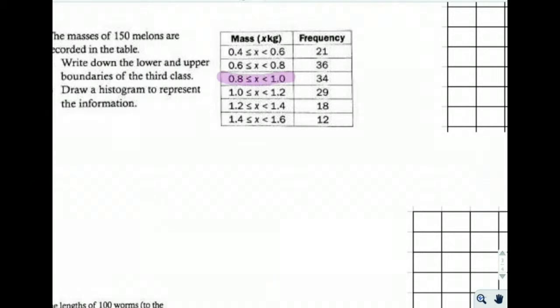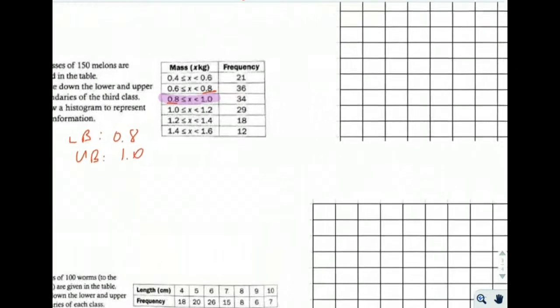So basically for the lower boundary, we have 0.8, and you can see we don't need to go halfway between the lower boundary here and the upper boundary here because it's the same. Okay, the upper boundary is going to be 1.0. And that says draw a histogram to represent the data.